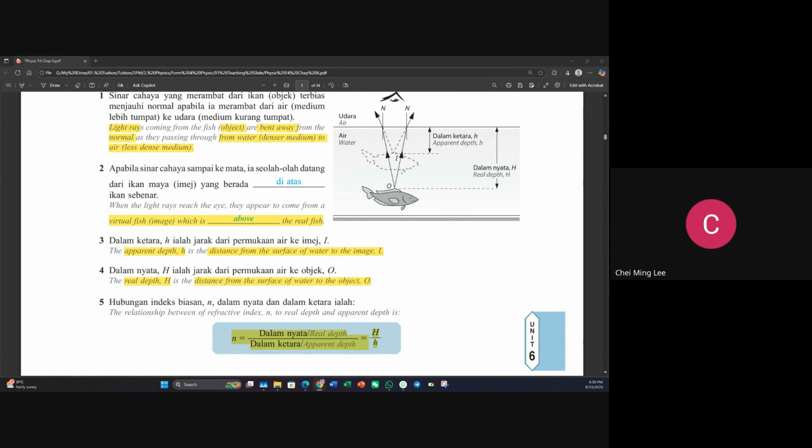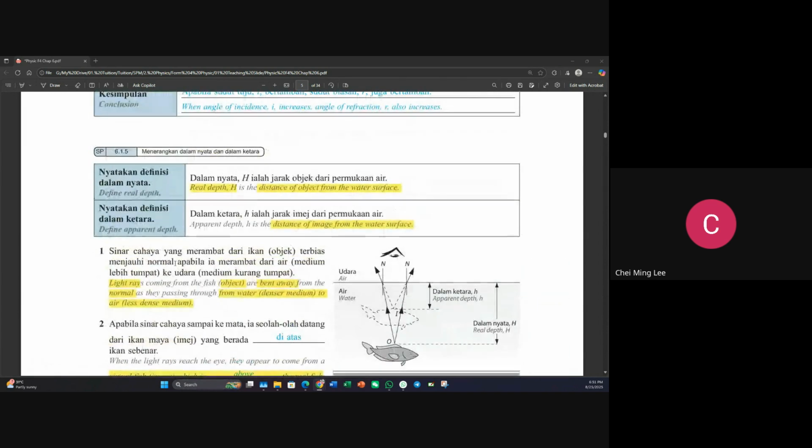So you need to draw the fish accordingly, but maybe you don't need to draw the fish, you just need to show which one is the image. The definition is not written yet. Next, definition. Next, 3 and 4, okay, it's the same thing.